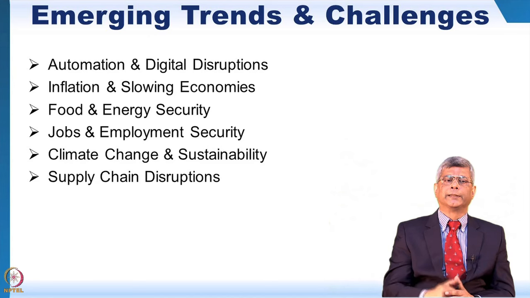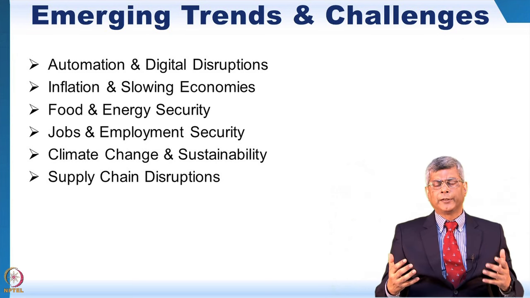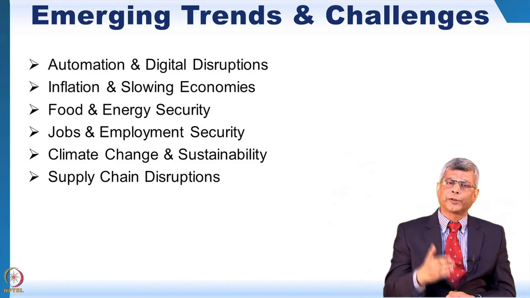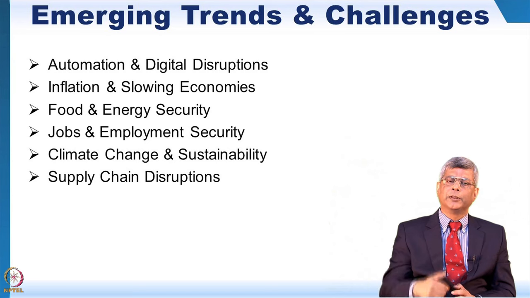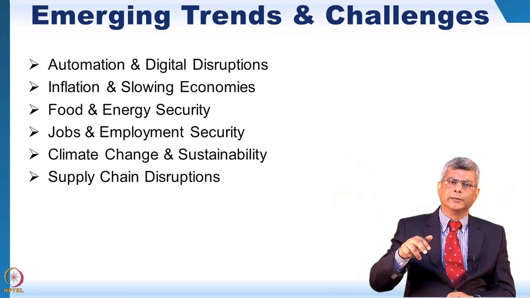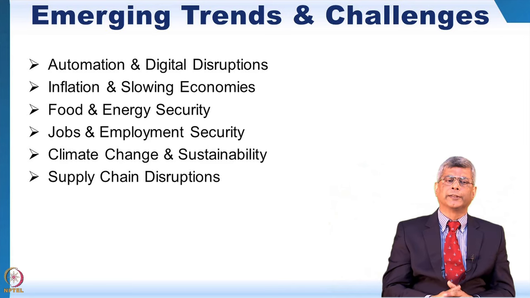You have to be aware of this automation and make sure that in your business, you are optimizing automation. Digital disruptions, artificial intelligence, machine learning, ChatGPT, they're going to disrupt existing ways of doing the business. And you have to be aware and be ready to use those disruptions.